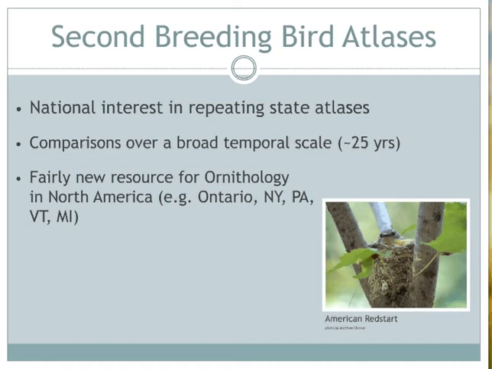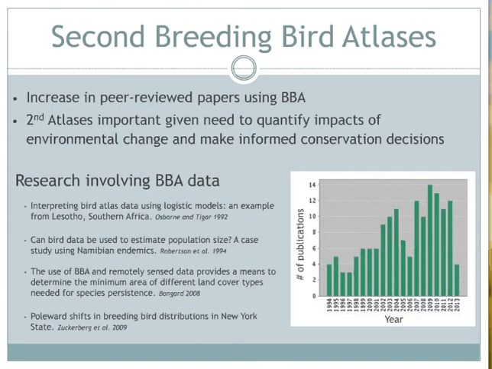I mentioned this has been ongoing in Europe for a while, but here in North America, only a few places have these data to compare. Ontario, New York, Pennsylvania, and Michigan, most recently Vermont, have all published their second Atlas data. And as a result, we see an increase in peer-reviewed papers using Breeding Bird Atlas data. And this is really important to quantify the impacts of environmental change and make informed conservation decisions.